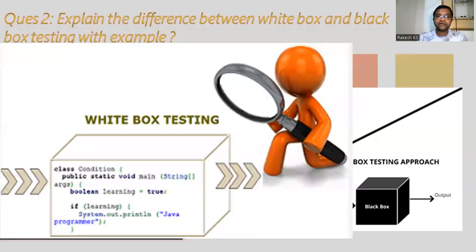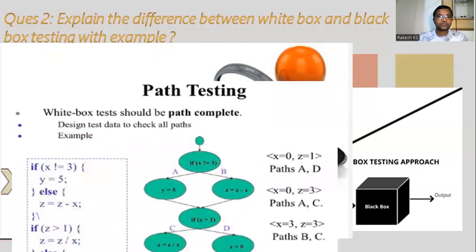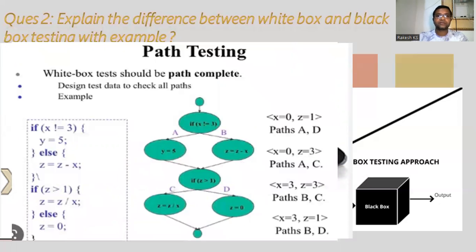Next, we shall see white box testing. In white box testing, the tester knows exactly how the application is written, and in which language. Now let us see an example. White box testing has different kinds of testing: statement testing, path testing, loop testing, and conditional testing. Now we shall see a simple path testing.